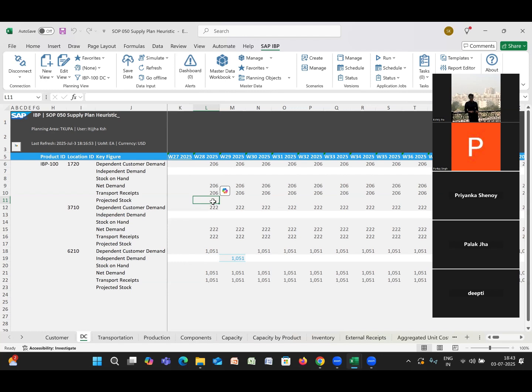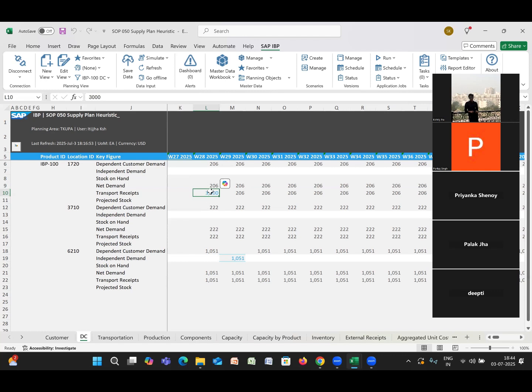So in next week, what happens? This projected stock, if there is anything, will be deducted from the net demand. So imagine I had a transport receipt of 3000 here. Then I have 2794 extra. The heuristic itself will understand, so it will not create any transport receipt for the subsequent weeks till this projected stock of 2700 is exhausted. All these demands will be fulfilled by this projected stock because I have already received 3000 here. So why bring another 206 next week? That's how this projected stock works.